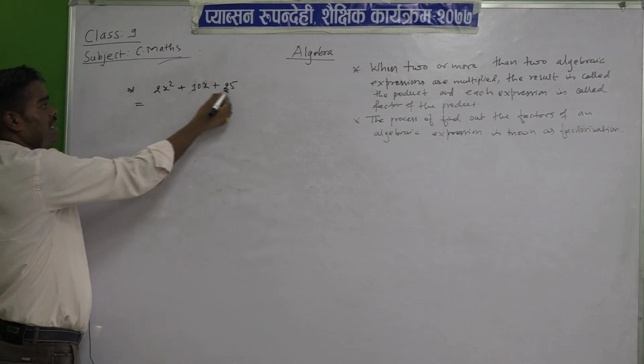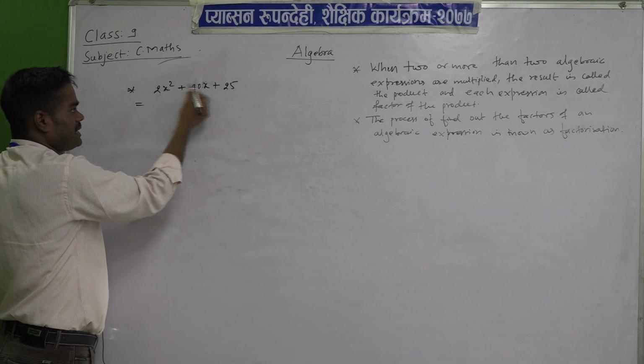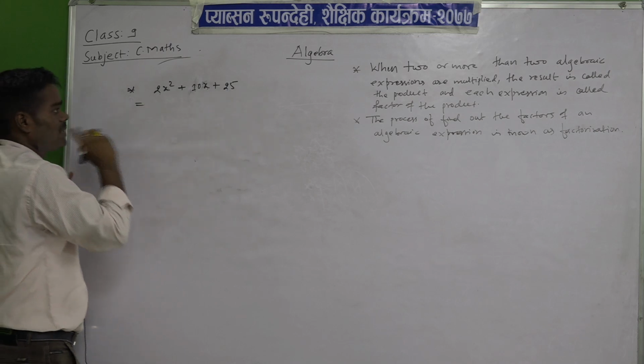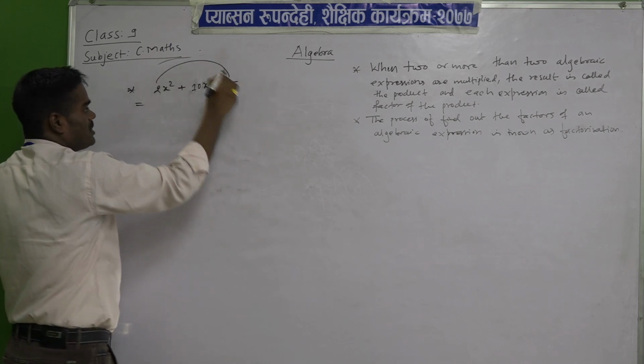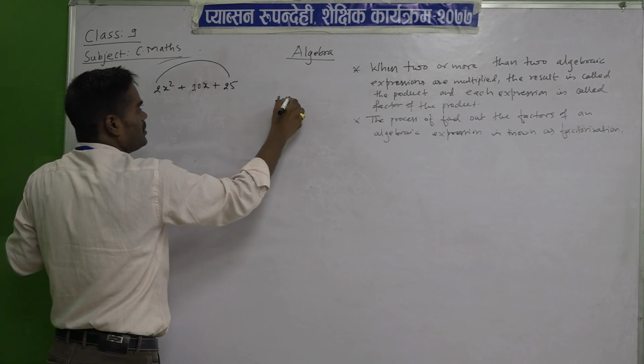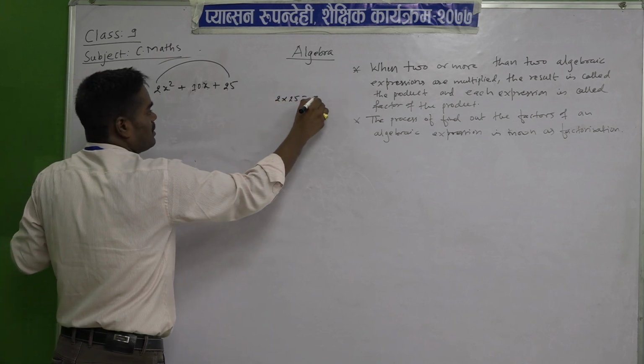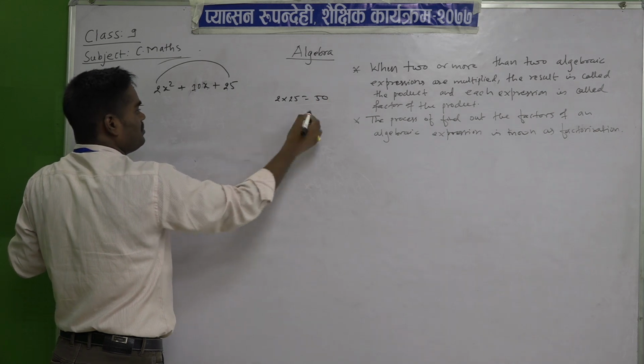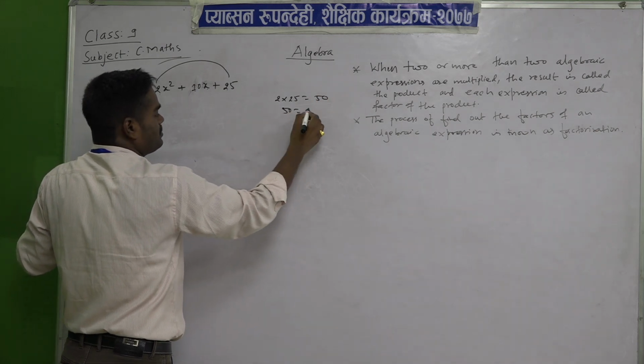And then after, in the variable, here is x, here is x, here is not x, so not common. So, what is the rule? Multiply the coefficient of the first term and the last term. 2 into 25 means what? 50. And then after, the factors of 50 are what?